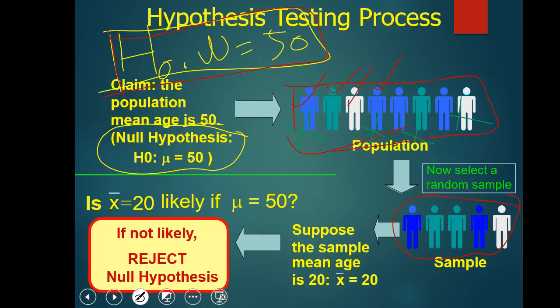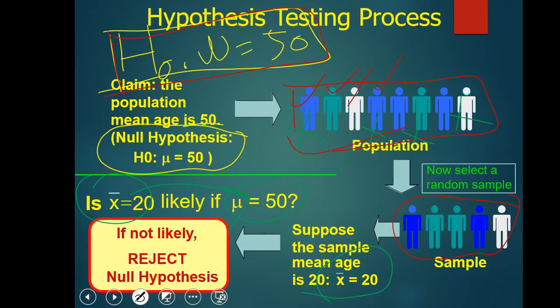Now suppose I calculate the mean age, and x bar is 20 instead of mu equal to 50. So is x bar 20 likely if mu is equal to 50? Is it true? Because that was our claim and that is what we have calculated from the sample.